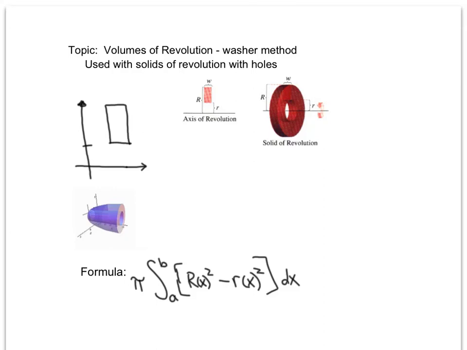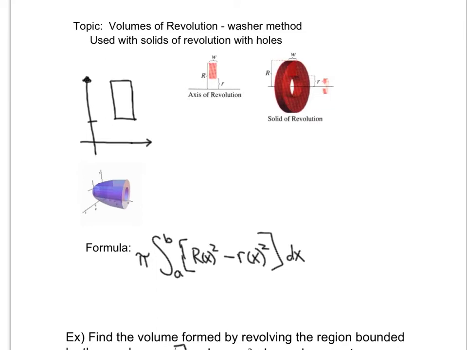So we're going to continue, like I said before, to look at volumes of revolution. We're going to look at some different methods. The next one we're going to look at is the washer method. We're going to use this when we have holes cut out of our solid, of our three-dimensional figure.